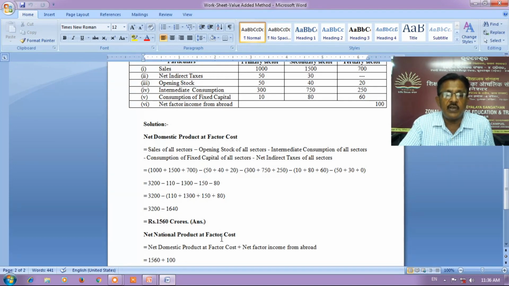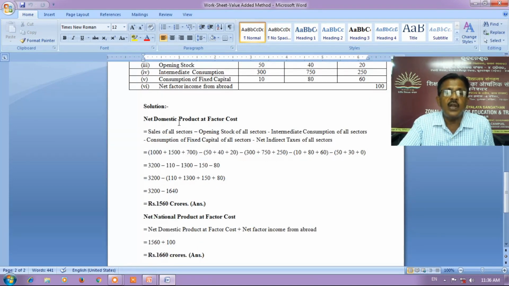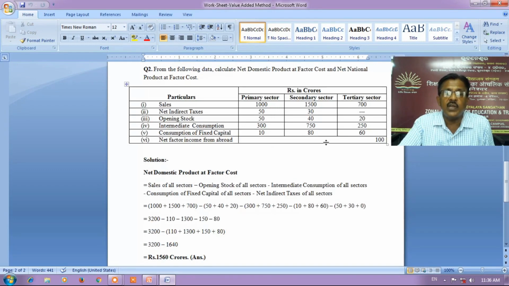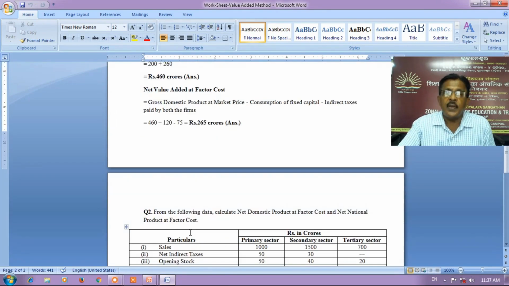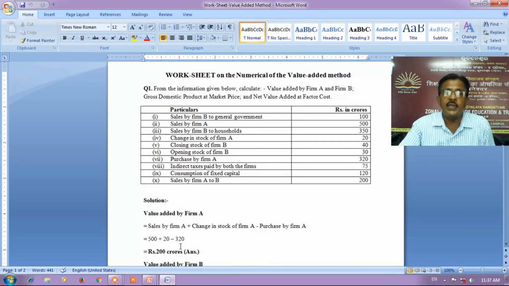Net national product at factor cost. We have already found this domestic product. So if you want to find out net national product, you have to add the net factor income from abroad to NDP at factor cost. So net factor income from abroad is given over here, 100 in the economy for all the sectors. So 1560 plus 100, so 1660. So this is the value added method of measuring national income. Some examples I have taken to clarify your doubt.